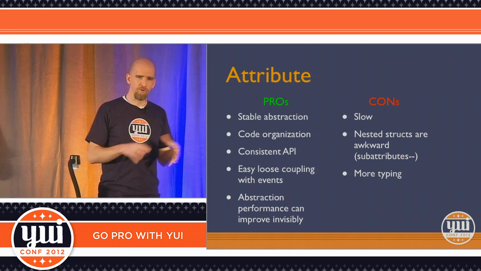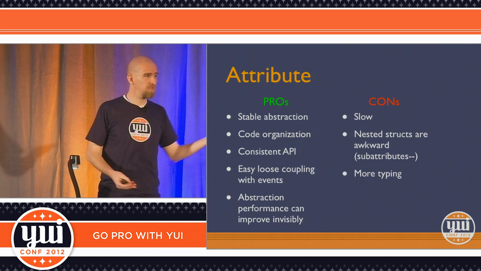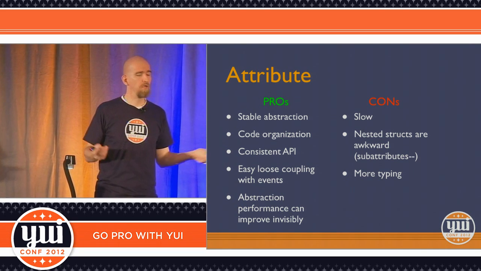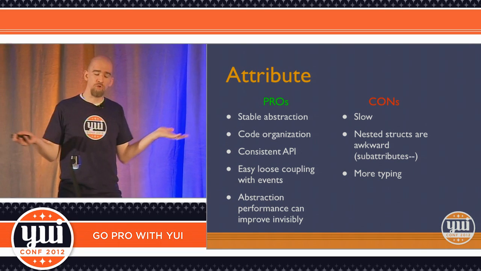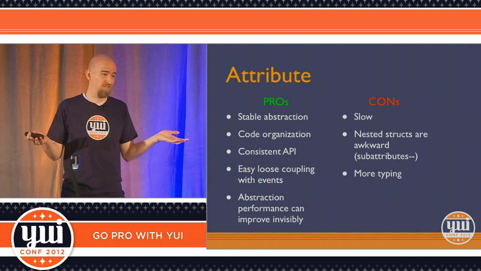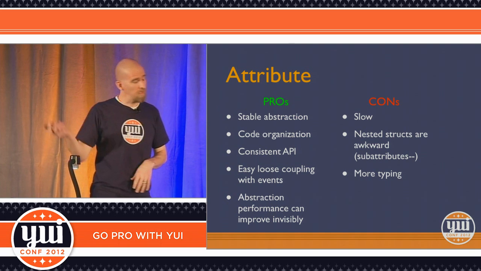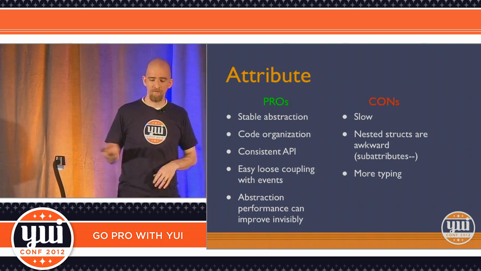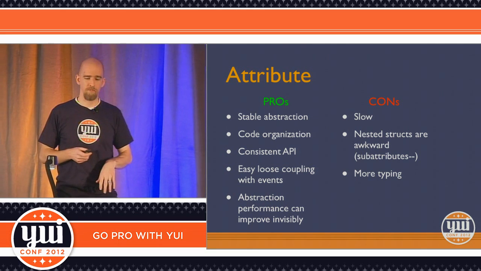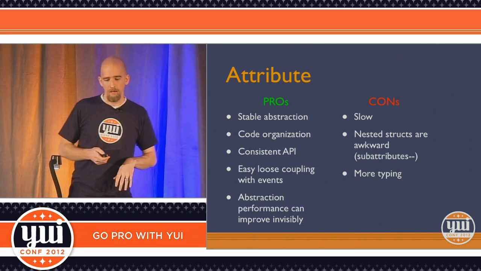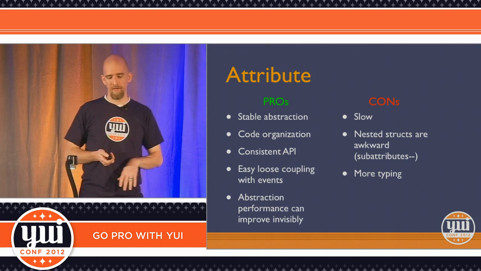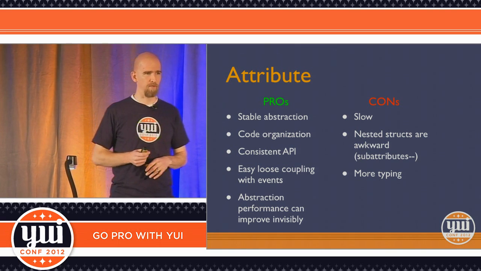But what's under the hood can change, right? If it's slow, it can get faster. If it gets faster, you don't change your code. It just gets faster. So on the con side of things, comparatively, they are slow. Just a simple point of fact. Nested structures are awkward. We talked about sub-attributes, and there's more typing.